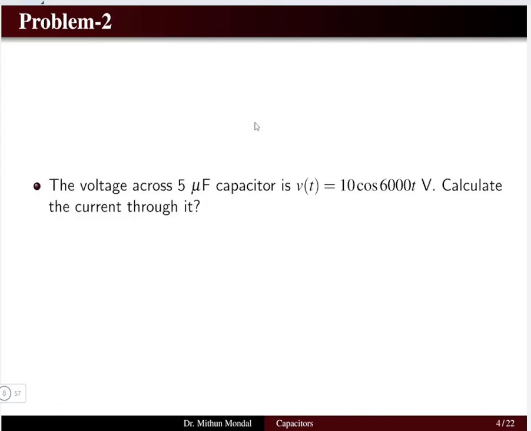Problem 2, the voltage across a 5 microfarad capacitor is given to us. Calculate the current through it. So we have to determine the current, which is a function of time, when the capacitor is 5 microfarad and the voltage is 10 cos 6000 t volt.